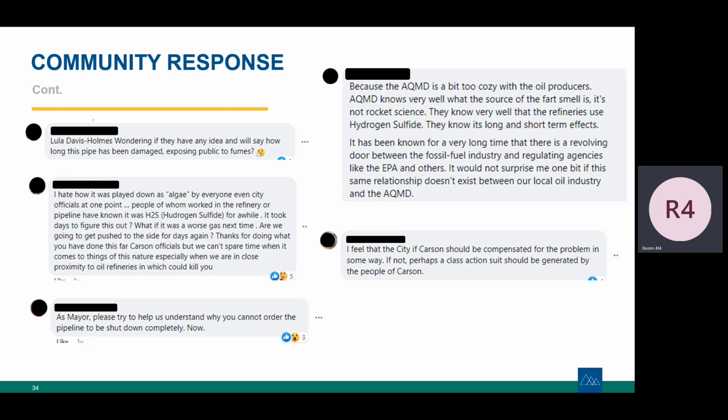How long has this pipe been damaged, exposing the public to fumes? I hate how this was downplayed as algae by everyone, even city officials at one point. People who worked the refinery pipeline have known it was H2S for a while. It took days to figure this out. Why can't we shut down this pipeline? It's because the AQMD too cozy with the oil industry. That's why.